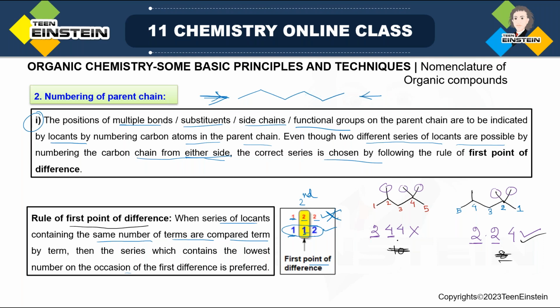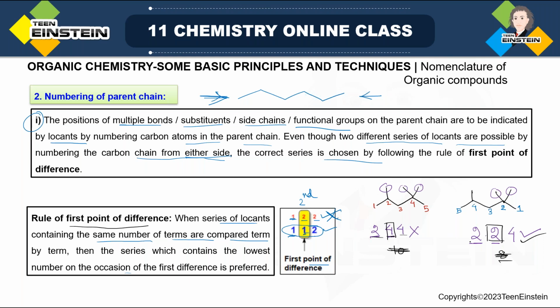You just have to write first the numbers for the substituents or any other multiple bonds or functional groups, whatever is present, and compare them one by one. So here at the second position we get the difference: 2, 4, 4 but 2, 2, 4. That is why we will choose the second one.